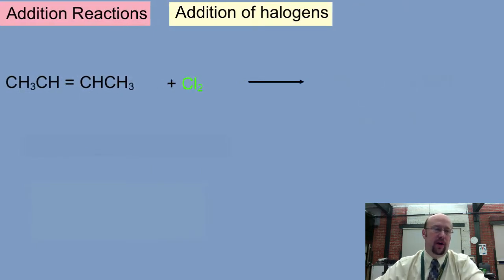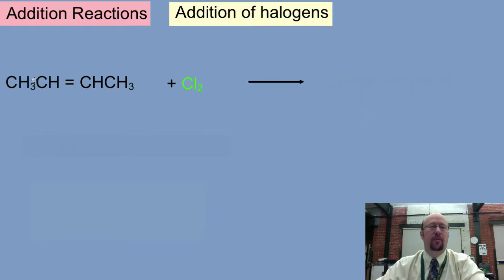Of our types of addition reactions, I'm going to run through the different types real quick, and then we're going to talk about what's a lot more important to us, which is how does this happen? How do we know how this happens? What's the mechanism behind this? So the first type of addition reaction is a halogenation. We're going to add halogens on.